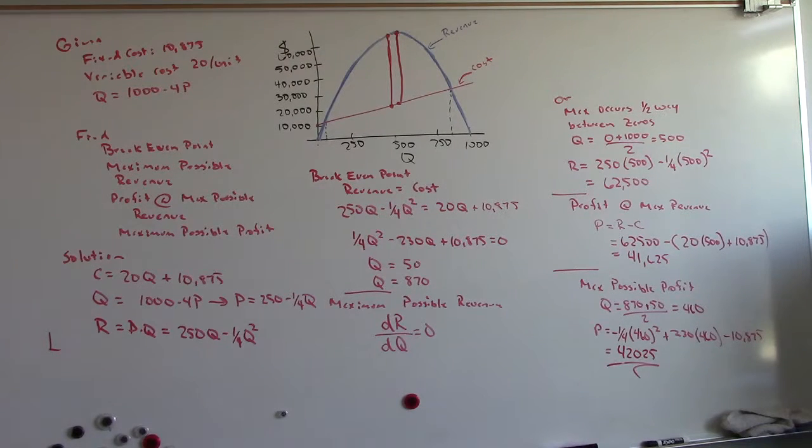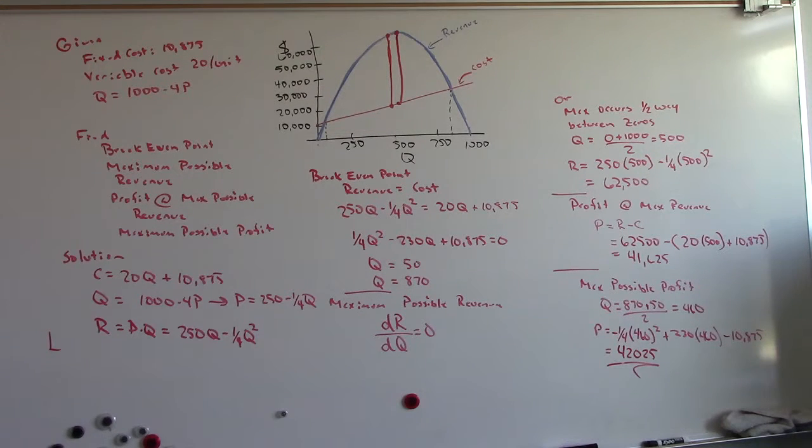Alrighty, welcome back. In this video we're going to review problem number 3 on assignment number 1. This problem is probably one of the more complicated problems on the assignment. It gives us fixed cost associated with this production cycle, variable cost of $20 per unit, and then a quantity to price equation. And we're asked to find the break-even point, the maximum possible revenue, the profit at the maximum possible revenue, and then the maximum possible profit.